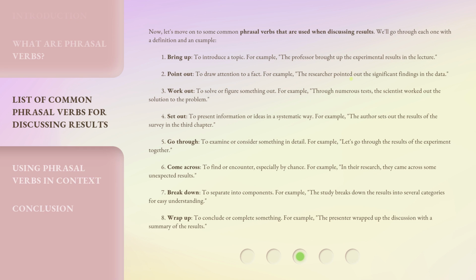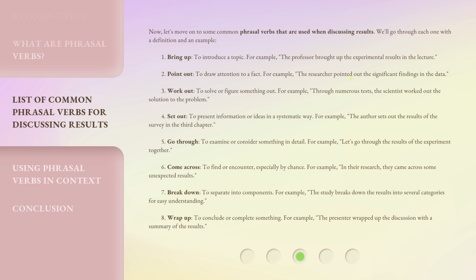3. Work out, to solve or figure something out. For example, through numerous tests, the scientist worked out the solution to the problem. 4. Set out, to present information or ideas in a systematic way. For example, the author sets out the results of the survey in the 3rd chapter. 5. Go through, to examine or consider something in detail. For example, let's go through the results of the experiment together.